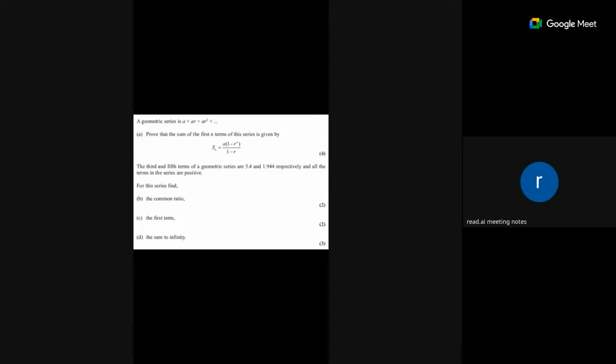Okay, let's solve this question. The third and the fifth term of a geometric series are 5.4 and 1.944 respectively, and all the terms in the sequence are positive. From this series, find b, the common ratio, c, the first term, then d, the sum to infinity.